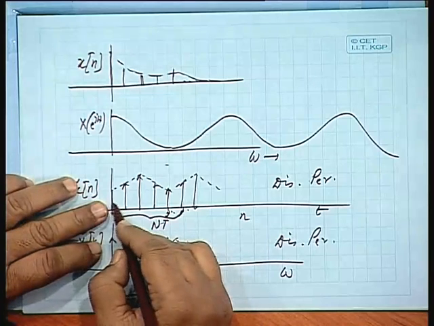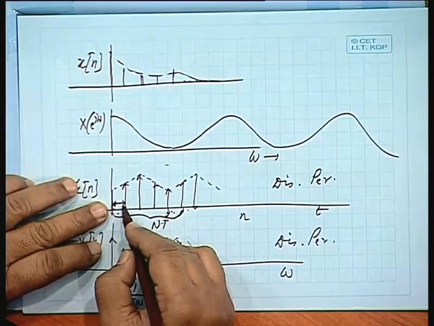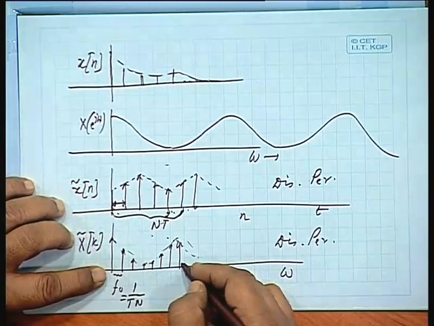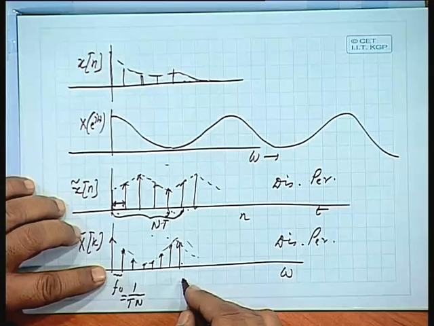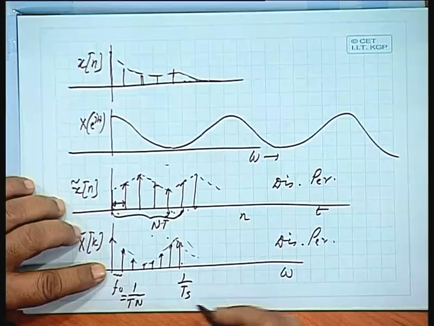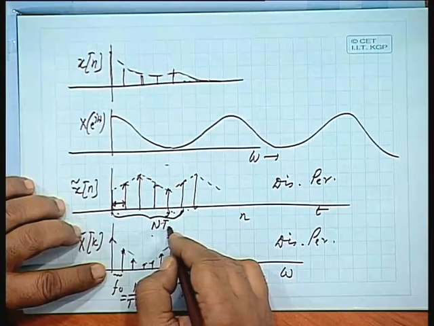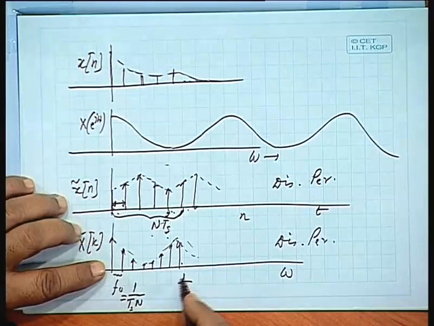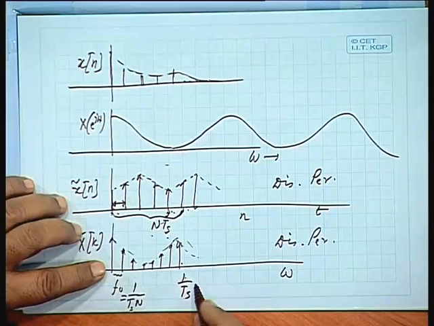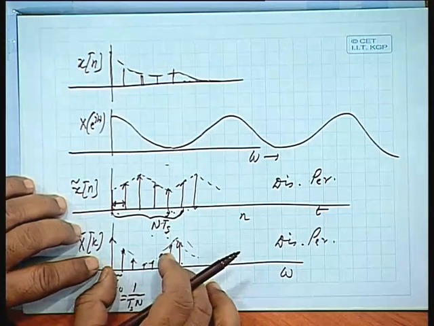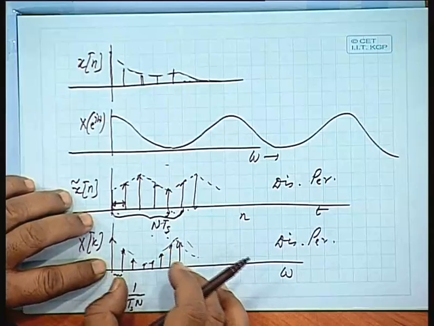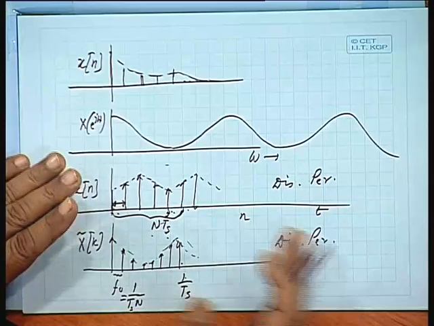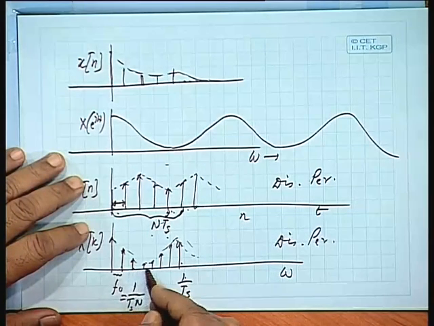And what is this frequency? This is the sampling time, T s if I call it. So, what is the periodicity here corresponding to? 1 by T s, all right. So, this was N T s and this is 1 by T s. So, what is the ratio? N, all right. That means, there will be in the frequency domain, this is 0 to 2 pi.